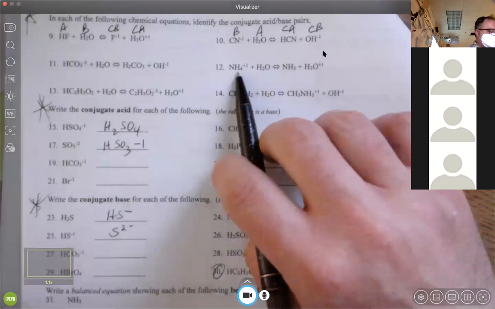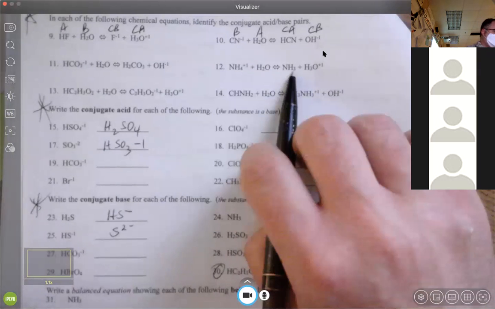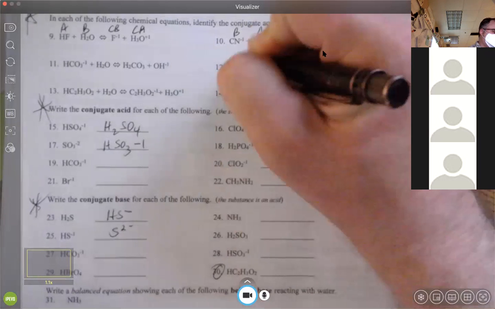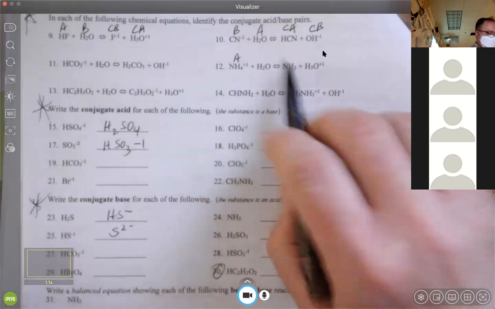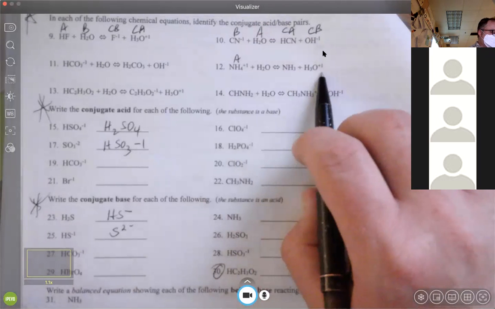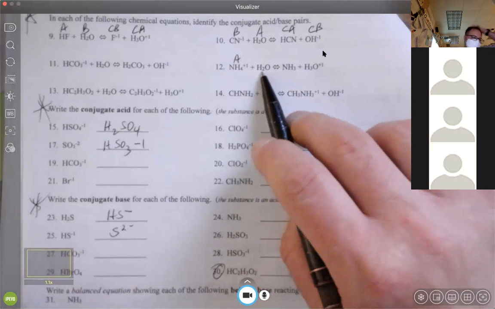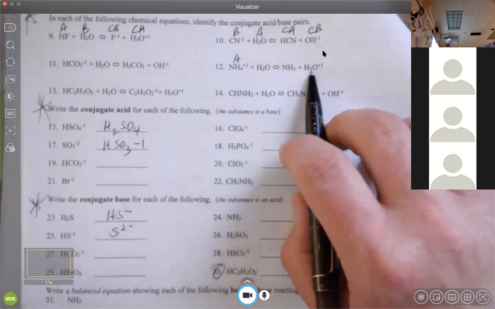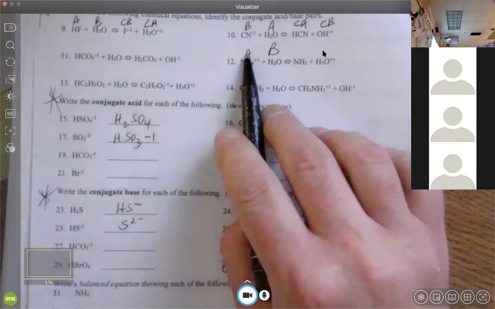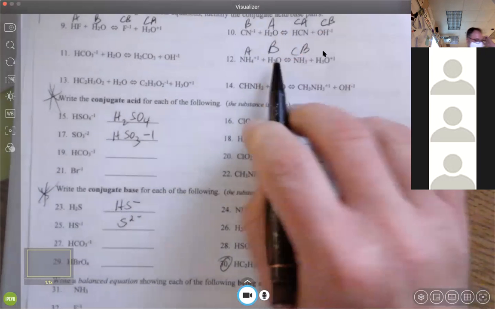NH4 plus 1, acid or base? It donated an H, right? So it's an acid, good. And here H2O became H3O plus, so did it donate or receive? Received, that makes it a base. So the acid forms a conjugate base, and the base forms a conjugate acid.